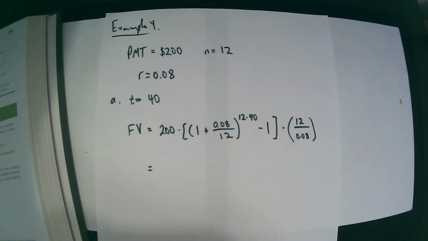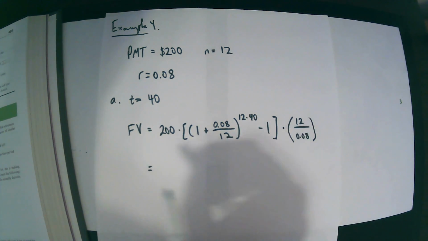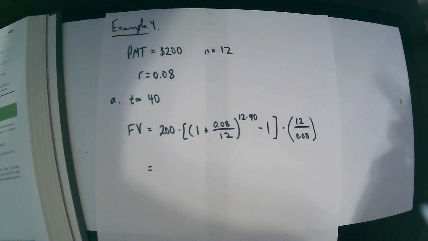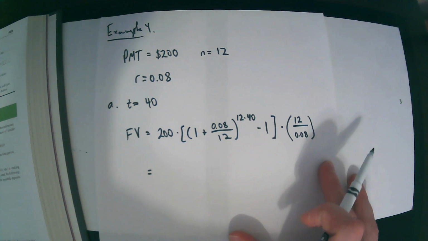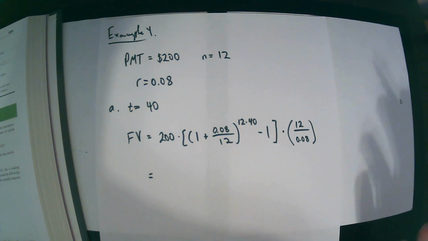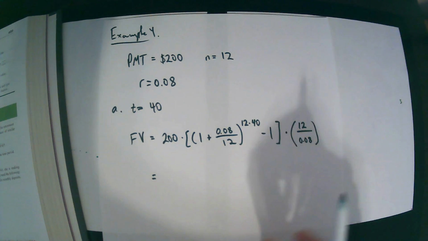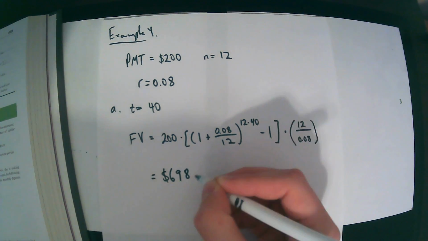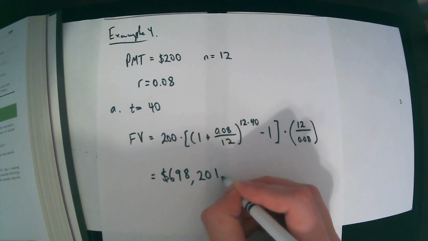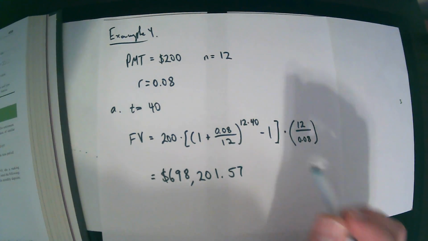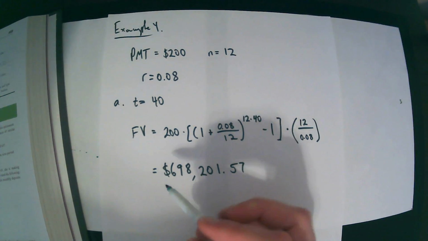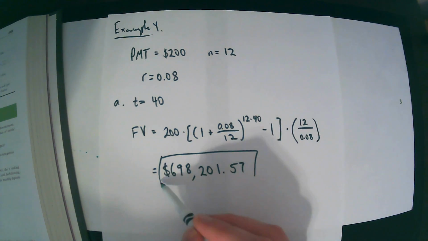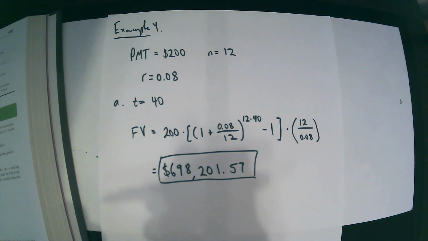I'm not gonna work through this again. The only trick to this part A is just understanding that T has to be 40. I'm not gonna keep redoing how I do these calculations, because you are probably doing them differently, so you're not gonna benefit from hearing me talk about that. So let's just make sure we're on the same page with the solution. $698,201.57 should be the answer there for part A. That's how much money she'll have saved for retirement.